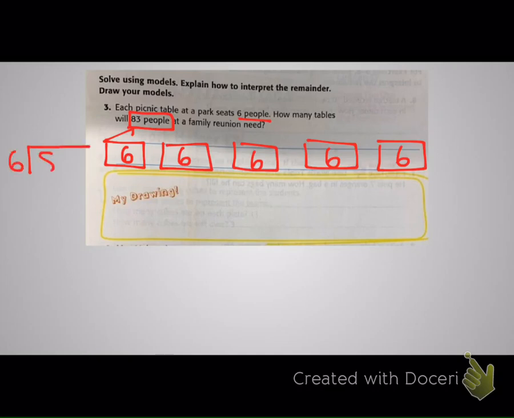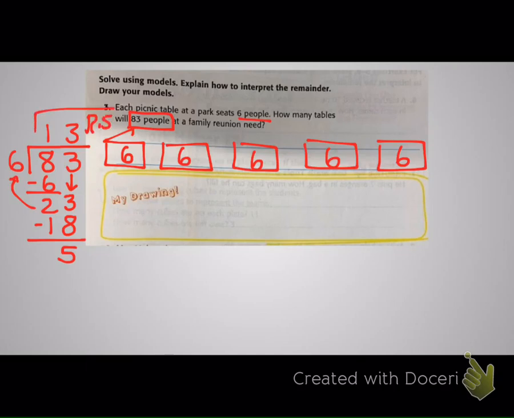So we're taking our 83 people, we're dividing it by 6, breaking it up into 6 people for each table. We're going to divide. 6 goes into 8 one time. We multiply, we subtract, we bring down, we divide. 6 goes into 23 3 times. We multiply, we get 18, we subtract, we have 5 left over. So I have 13, remainder 5 is my answer.